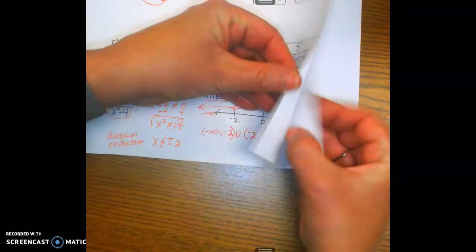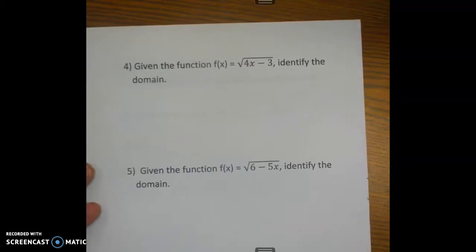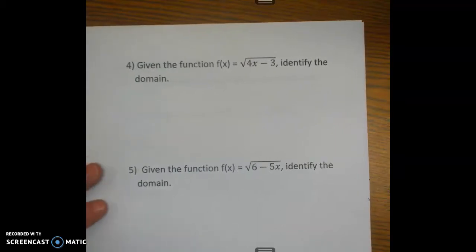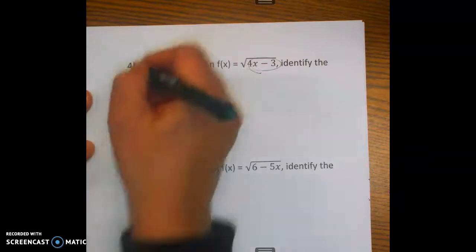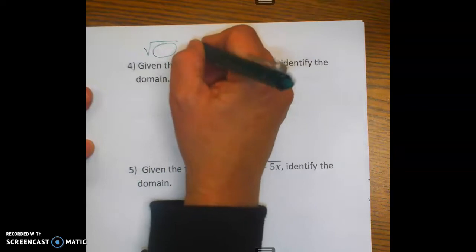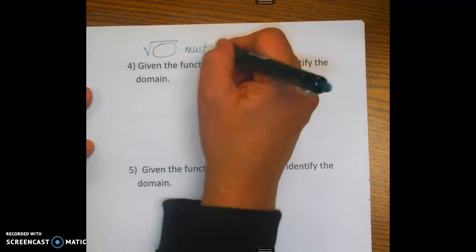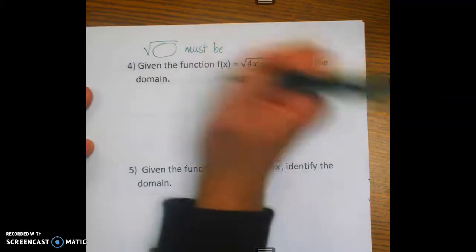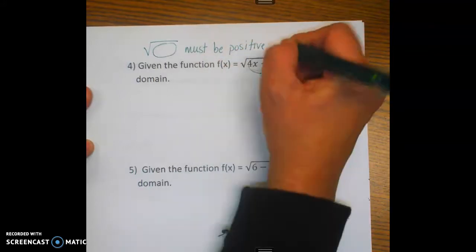Okay, let's look at what's next. Now, given this function, identify the domain. This is just a little reminder of when we did domain restrictions, and this time it's under a radical. I know that anything under a radical must be positive, because you can't take the square root of a negative number. If you do, you get imaginary numbers. We're working in a world of real numbers, so it must be positive under the radical.